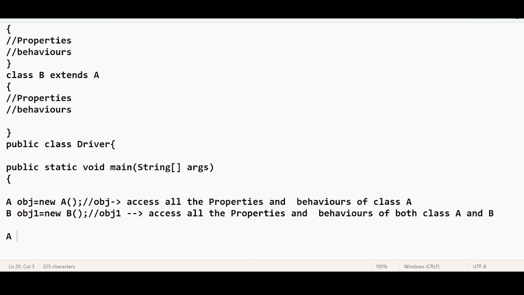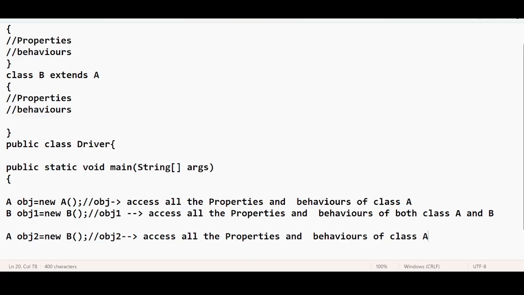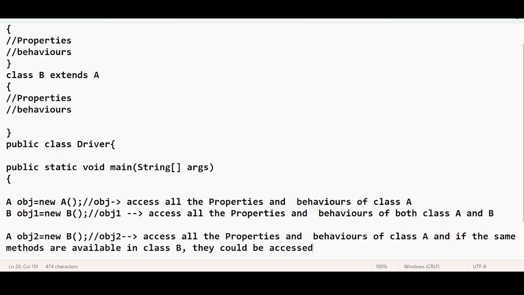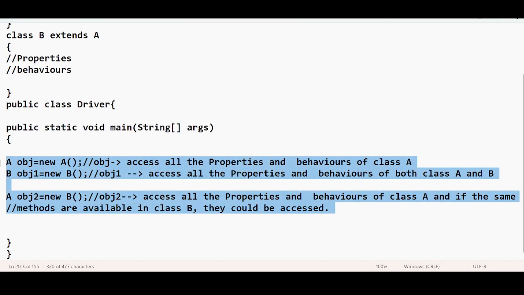What is the third way? The third way is A obj2 equal to new B. With the help of the obj2 reference variable, I can access all the properties and behaviors of the parent class, the behaviors of class A, with the same methods that are available in class B. They could be accessed, right? We have discussed this. These are the things which have been discussed in the previous classes itself.